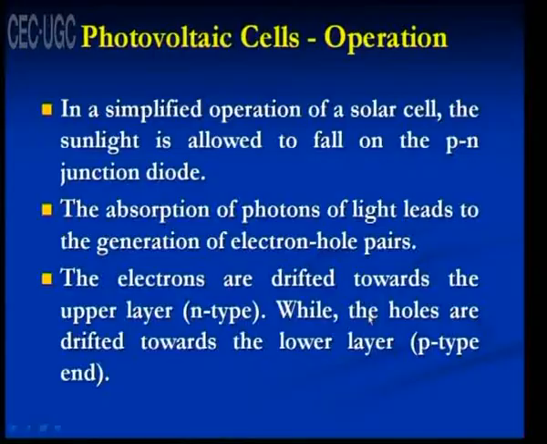So, the absorption of photonic energy from the light actually leads to the generation or production of electron hole pairs. The electrons are drifted or moved towards the upper layer called the n-type layer, while the holes are drifted towards the lower layer or the p-type end. Hence, both the electrons and holes move in opposite directions.